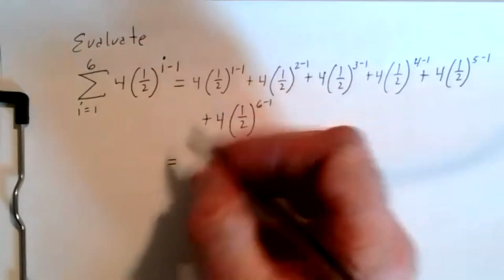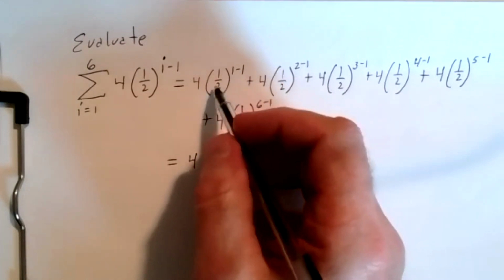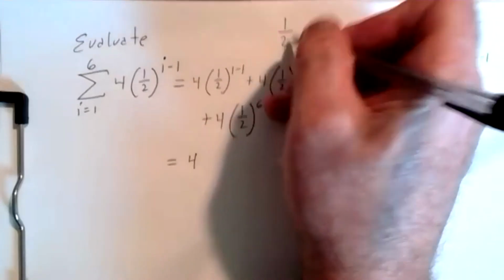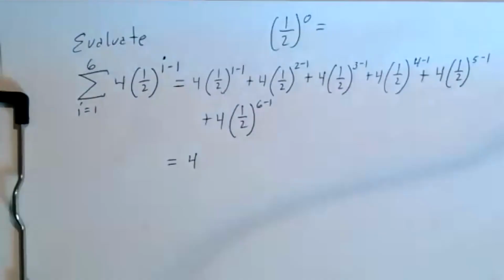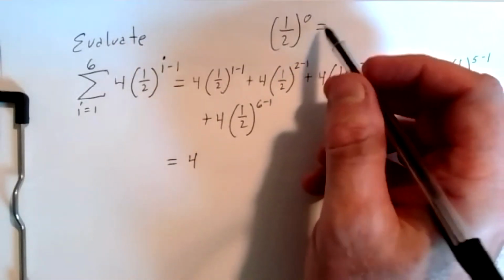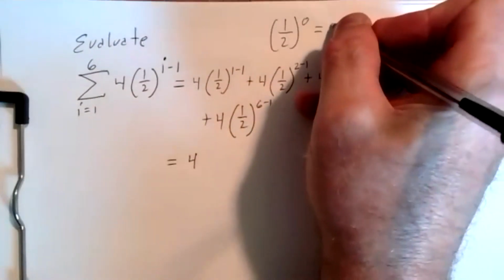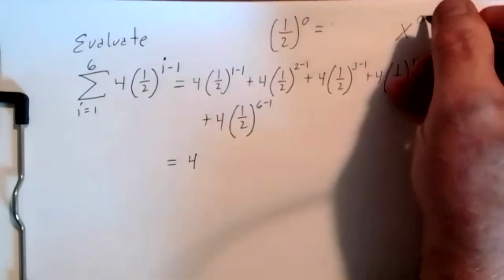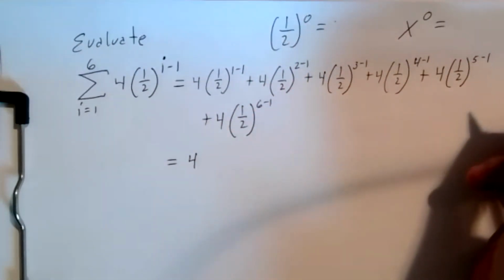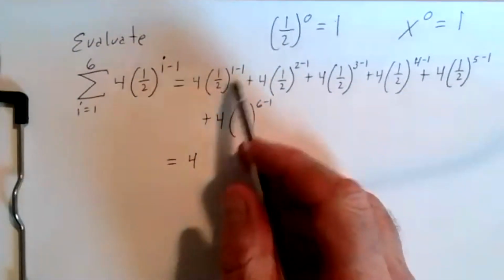Which is to say, it's going to be 4 times 1/2 to the 0 power. What's 1/2 to the 0 power? No, what's anything raised to the 0th power equal to? Not 0. Try that on your calculator. What's 1/2 raised to the 0 power? Is it just 1/2? No. What's anything raised to the 0 power equal to? 1. 1/2 to the 0 power is 1.